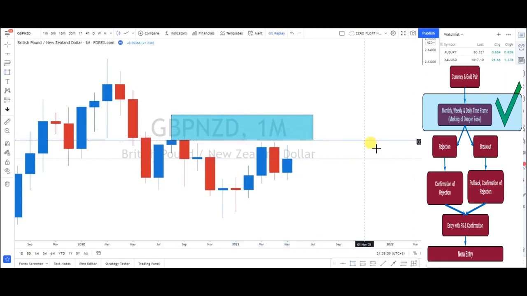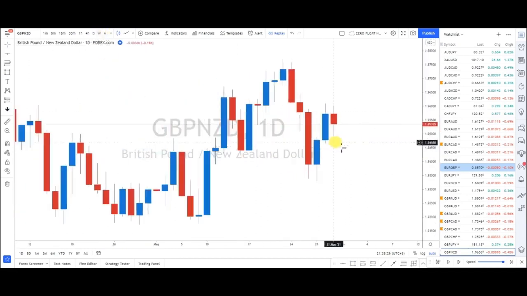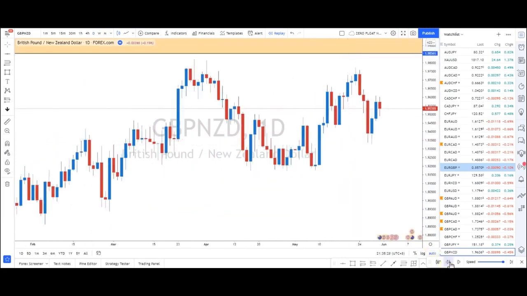Okay, so once we mark this, let's color our danger zone orange. Yep, light orange. There we go. Okay, so next we just wait for price to come in. So normally we will go to the weekly or the daily time frame. So we wait for price to react.